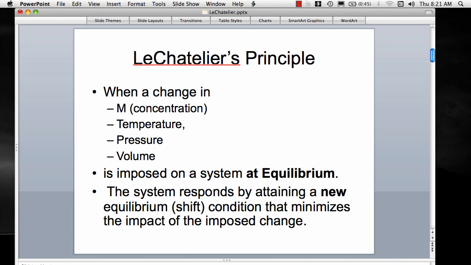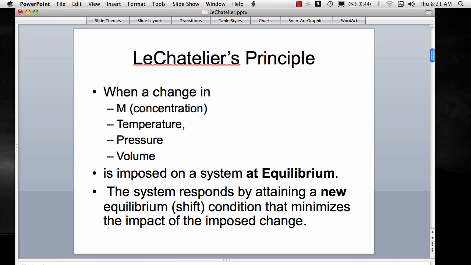LeChatelier's principle is basically a system to allow us to predict what's going to happen to a reaction that's in equilibrium. When we change concentration, add an ingredient, remove an ingredient, when we change the temperature, when we change the pressure on the external container, so the pressure pushing down on the reaction, when we change the volume of the reaction vessel, those changes will affect what's happening to a system in equilibrium, and LeChatelier will allow us to predict what the system's going to do to counter that.